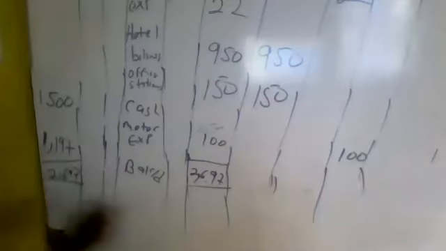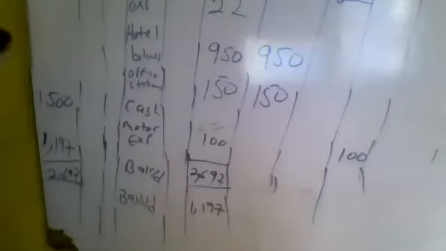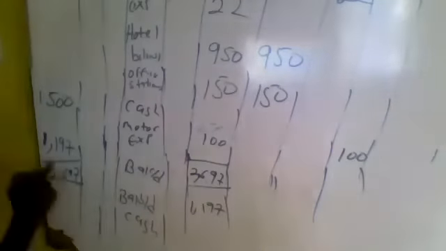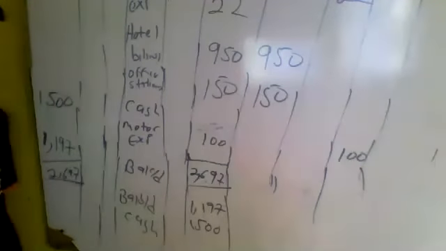Okay, I hope that's clear. So we now bring our balance carried down here, 1,197. Exactly, they will write cash. So that's just it. That's the logic.